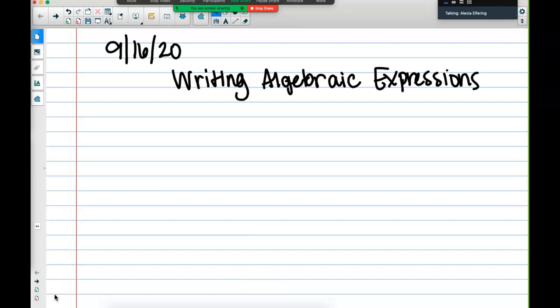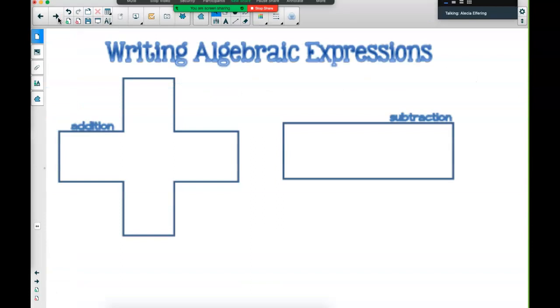Writing algebraic expressions is one of the harder things for 7th graders, because it's not like computing. You're not figuring out an answer. You're just translating from words to symbols. So first of all, we have to know what's on the sheet in front of you, that green sheet that I held up.